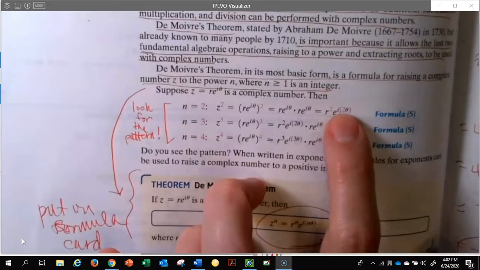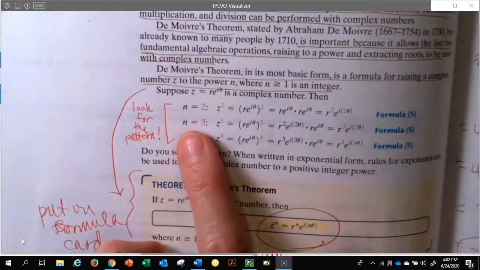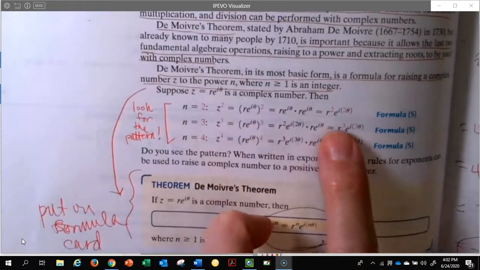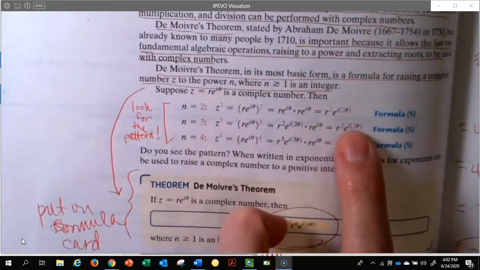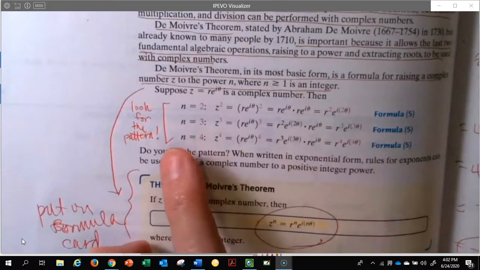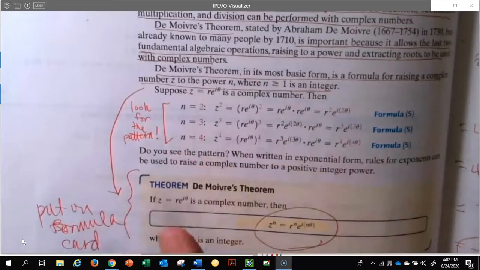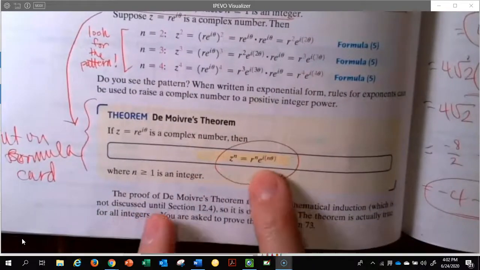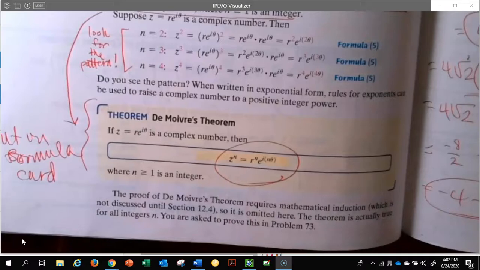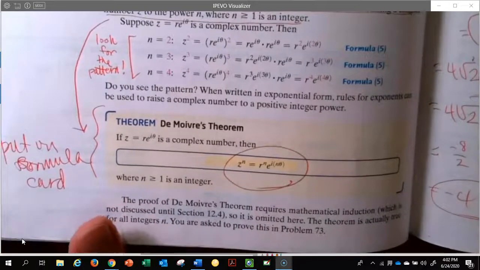Oh, wait, my argument gets multiplied by 2. I wonder if it's going to happen again. If I'm going to the third power, do I raise my magnitude to the third power and multiply my argument by 3? Yep. Does it happen with 4? Yep. Does it happen with all of them? Yep. So you need to jot this pattern down, and you may want to write down the formula he has inside the videos too, but you want to put them on your formula card.